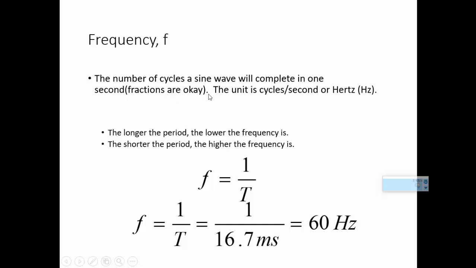The unit is cycles per second, or hertz. That gives us the frequency, which is the number of cycles the sine wave will complete in 1 second. So the longer the period, the lower the frequency. The shorter the period, the higher the frequency. And we know that frequency is 1 over period. If we have something like this, that gives you about 60 hertz.